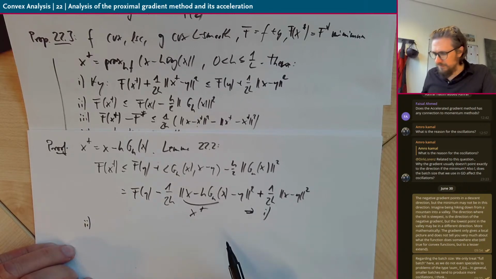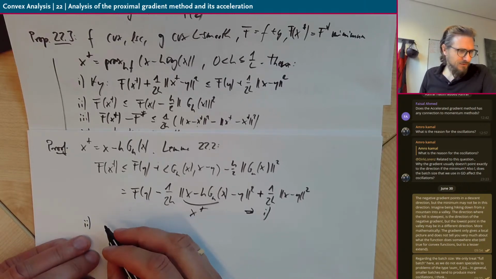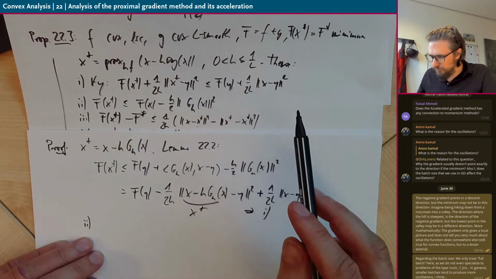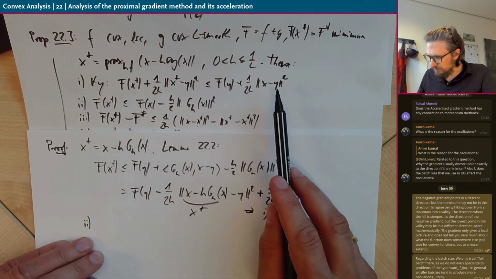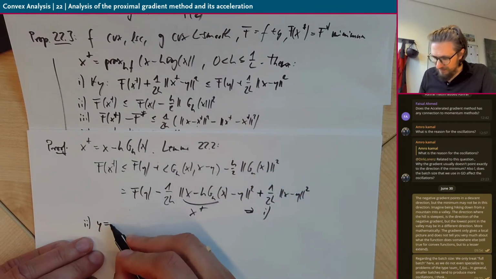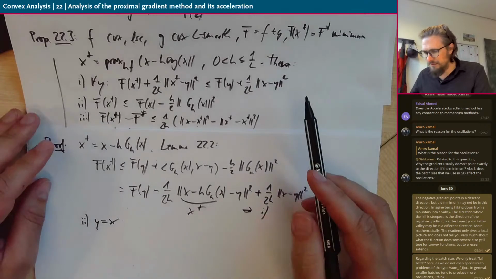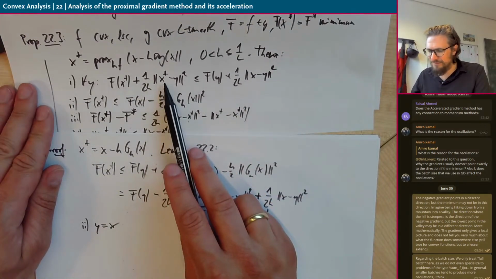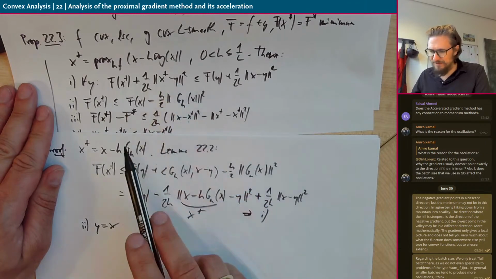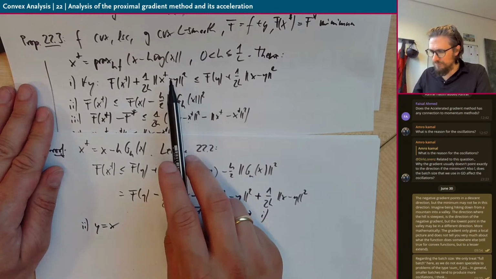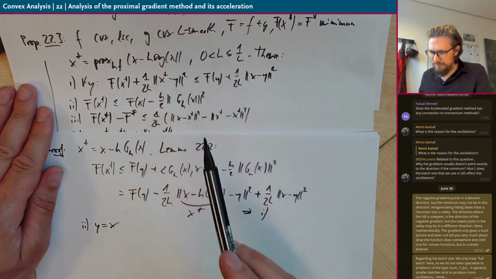For the second, we just use that y is x. If you do that here, then this guy vanishes. This gets x plus minus x. X plus minus x is hgh. And this then moves from the left to the right, and then you're done.